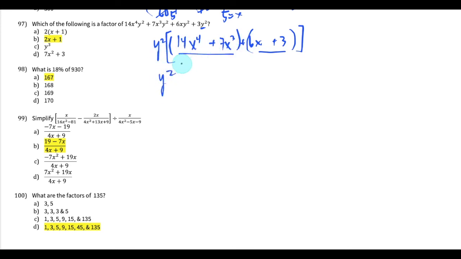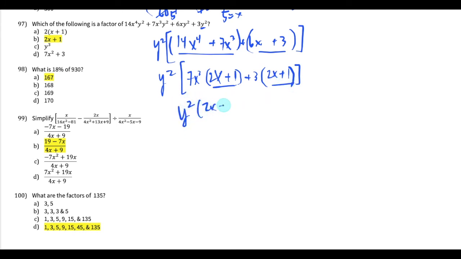Pag i-group natin to, anong common factors nila dito? 7x cubed times 2x plus 1. Ito, anong common factors nila? That would be 3. So, 3 times 2x plus 1. Common, 2x plus 1. So, we have y squared times 2x plus 1 times 7x cubed plus 3. Okay? Ano yung nasa choices?